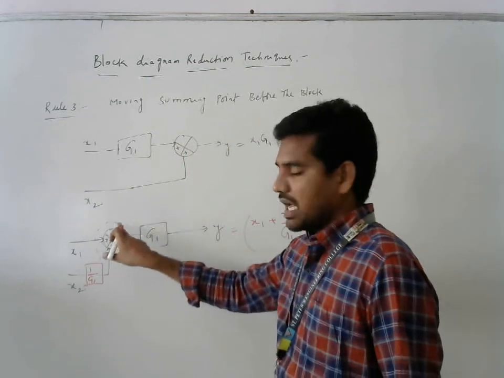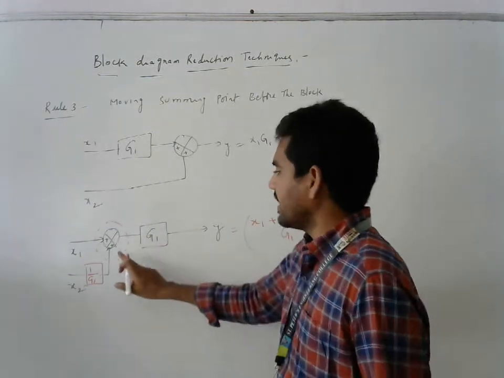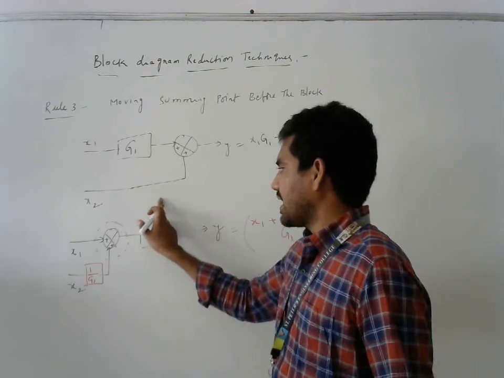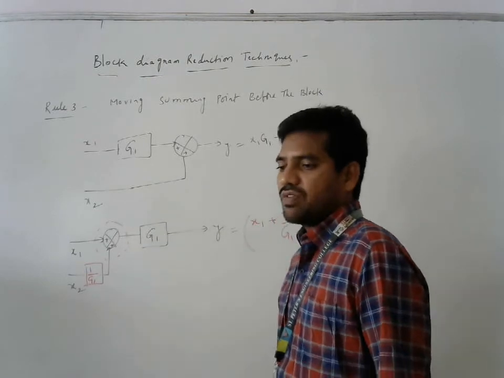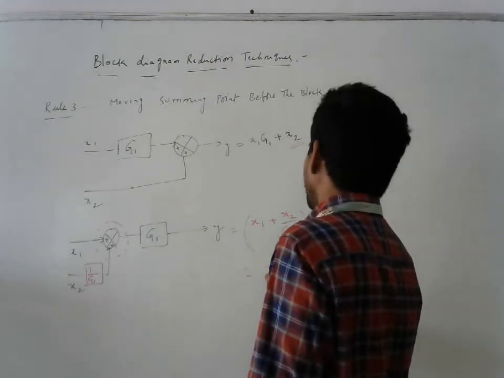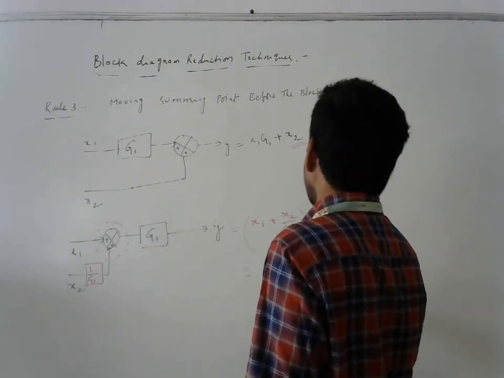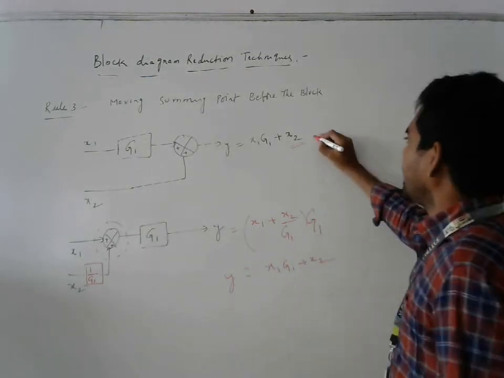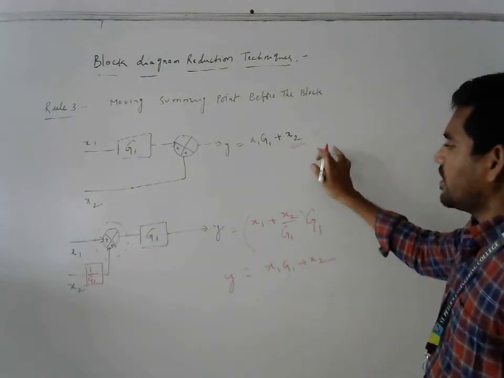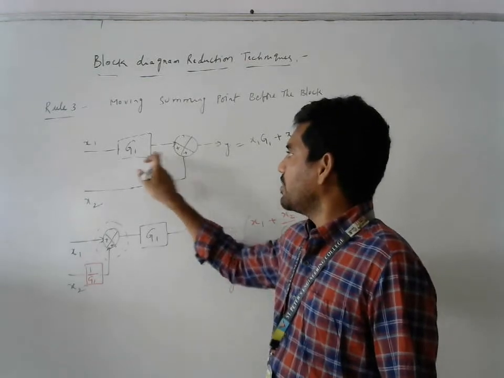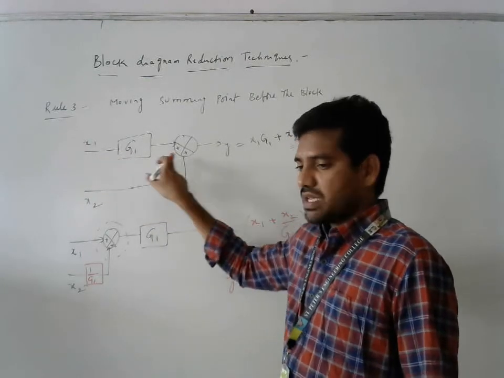Up to this summing point we get X1 plus X2 by G1. After that we have a series connection, so it is multiplied with G1. If you do it like this, we finally get X1 G1 plus X2. There is no change here, here and here. There is no change in our output. The change is that I am taking the summing point before the block. Earlier, the summing point was after the block.